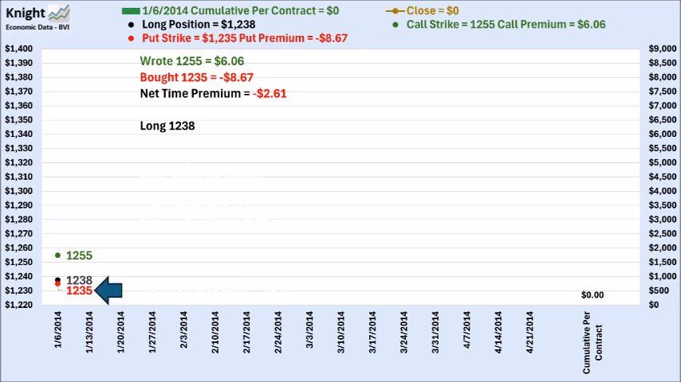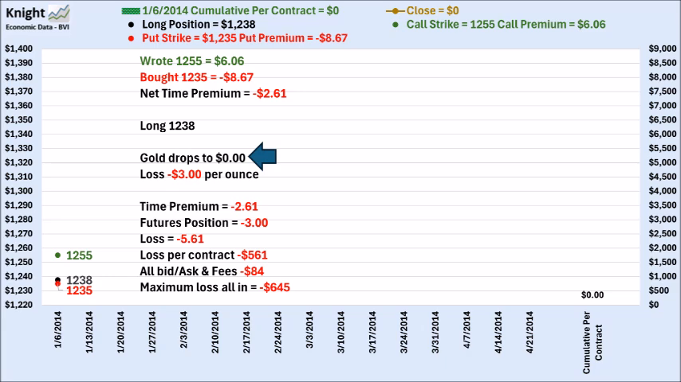We purchased a 1-week put with a strike of $1,235 an ounce to define our risk. This 1235 1-week put cost us an average of $8.67 per ounce, or $867 per contract. Net time premium paid to define risk on our 1238 per ounce long, an average of $2.61 per ounce, or $261 per contract. Let's look at the risk on this position.